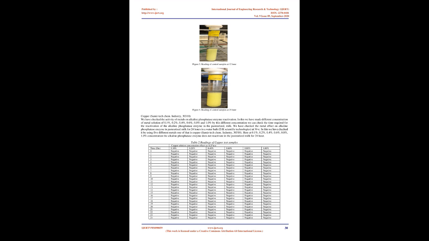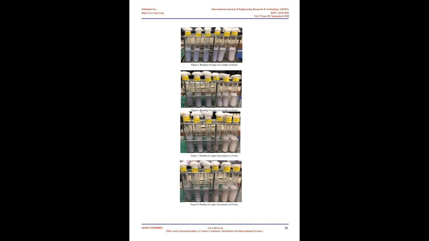Zinc solution concentration effect on ALP test. Time, hours. 0.1%. 0.2%. 0.4%. 0.6%. 0.8%. 1%. From 0 to 6 hours, all concentrations are negative.